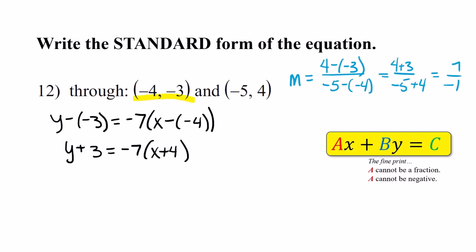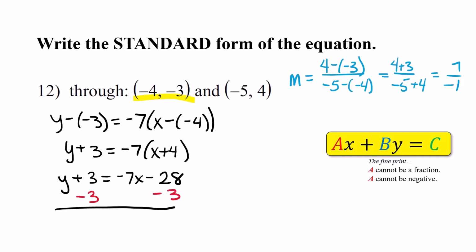I'm going to use distributive property right now. And we end up with y plus 3 equals negative 7x minus 28. Now I need to move the numbers. So I subtract 3 from both sides. I get y equals negative 7x minus 31.